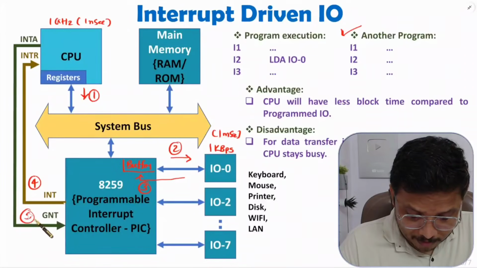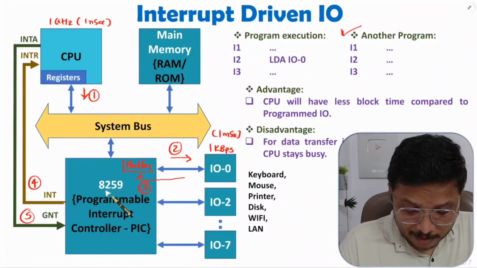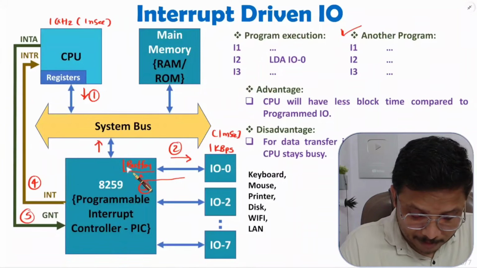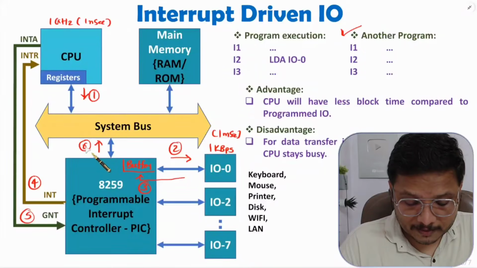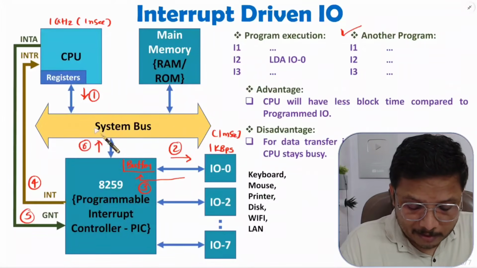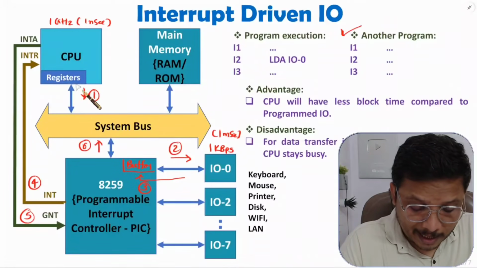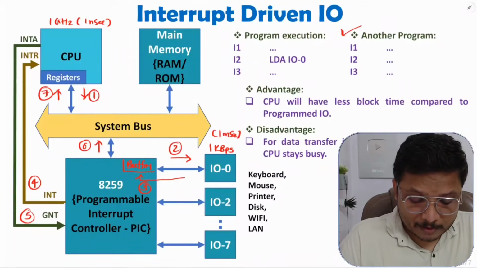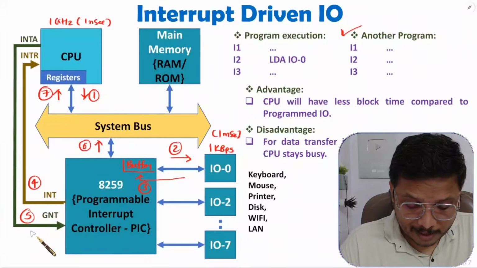Now once this interrupt acknowledgement is received by the 8259, it will place the data of the buffer on the system bus, right? That is step number 6. Now once that data is available on the system bus, the CPU will read it and load it inside the accumulator. So that is step number 7. So you will observe there are a total of 7 steps happening, right?